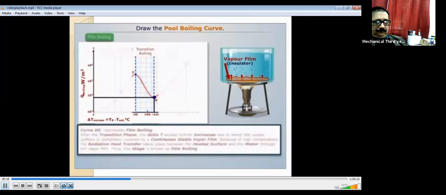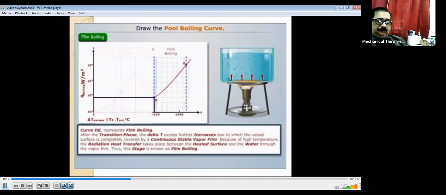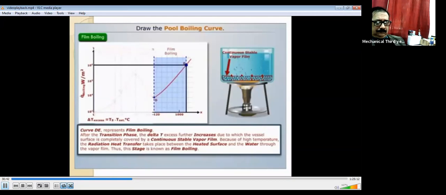Curve D represents the stage film boiling. We see that after the transition phase, delta T excess further increases, due to which the vessel surface is completely covered by a continuous stable vapor film. Now, because of the high temperature, radiation heat transfer takes place between the heated surface and the water through the vapor film. Thus, this stage is known as film boiling.